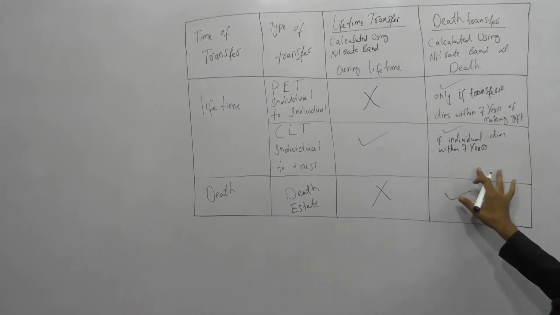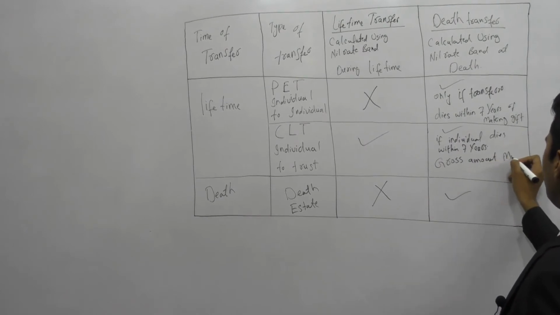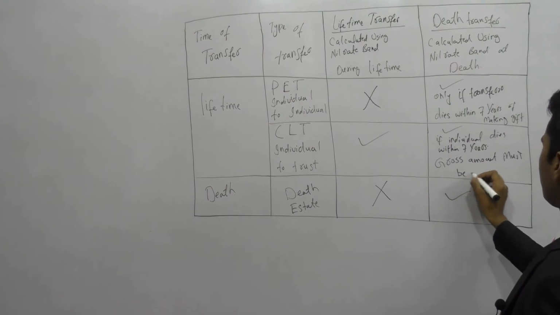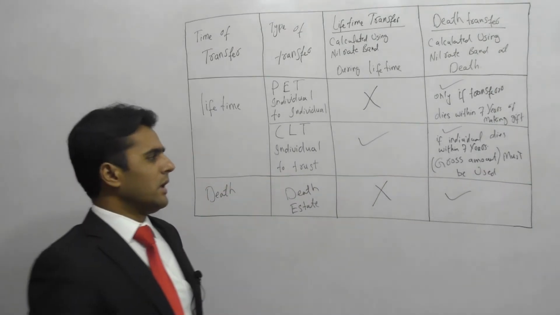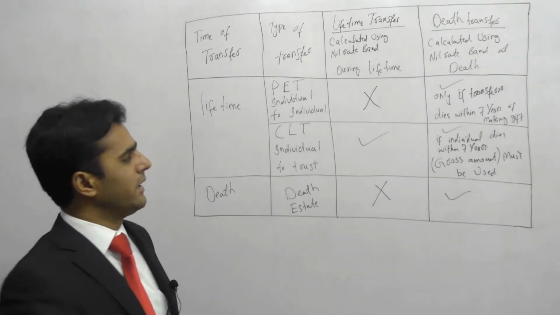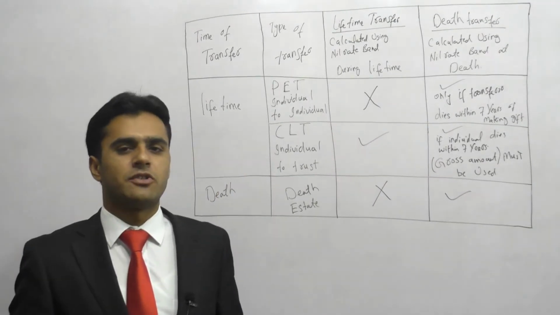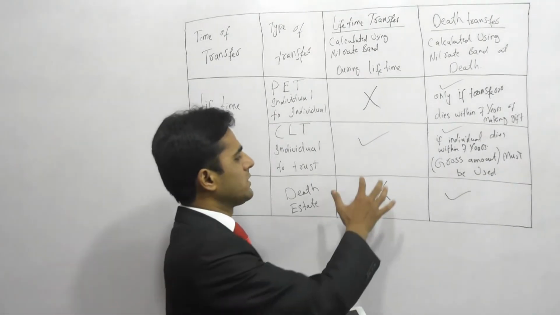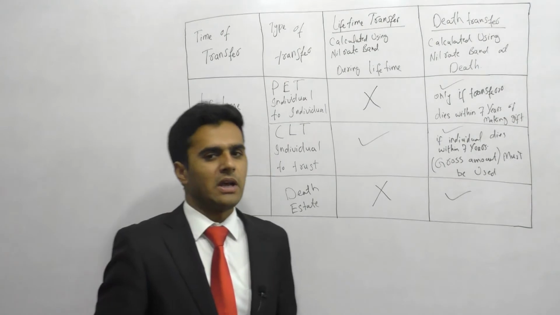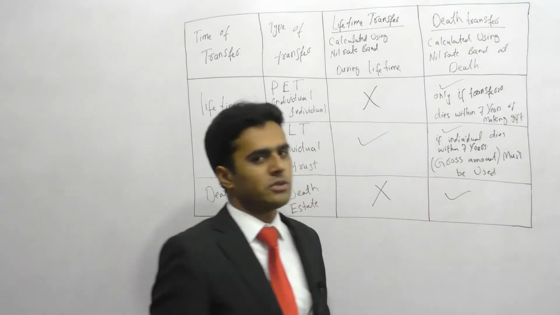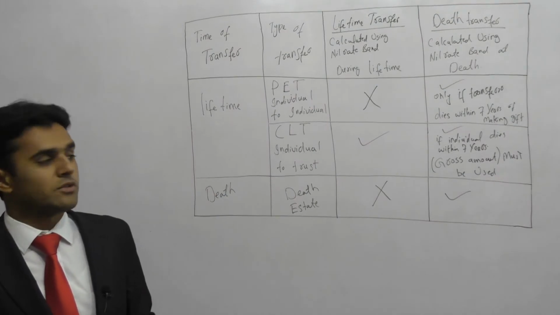Right, now in that case we will have to take the gross amount. Gross amount must be used. Right, now what is the gross amount? The gross amount is the net amount, whatever the amount of the transfer of the gift is during lifetime, plus the tax which they have paid during their lifetime. So the value of the transfer during lifetime, plus the tax which they have paid during lifetime, that is the gross amount. So we will have to take the gross amount when we are calculating tax on death on a chargeable lifetime transfer.